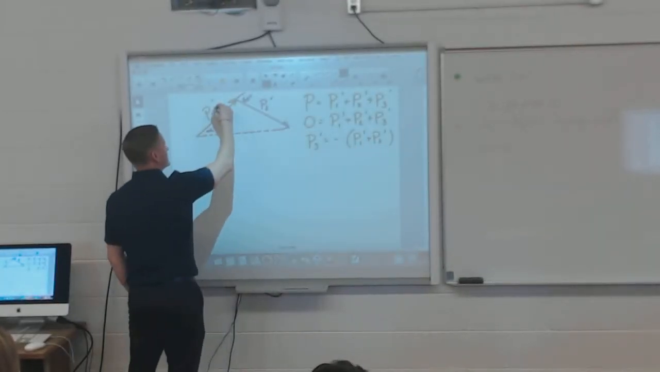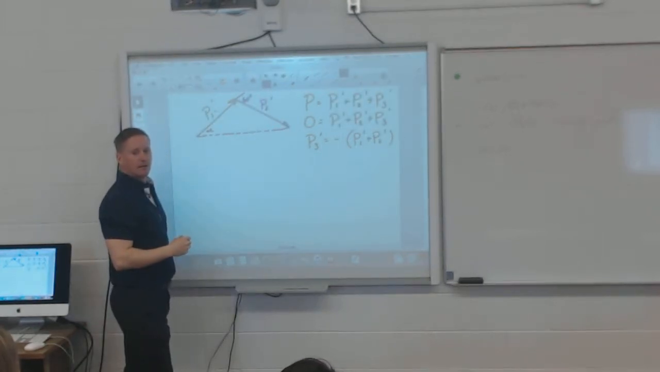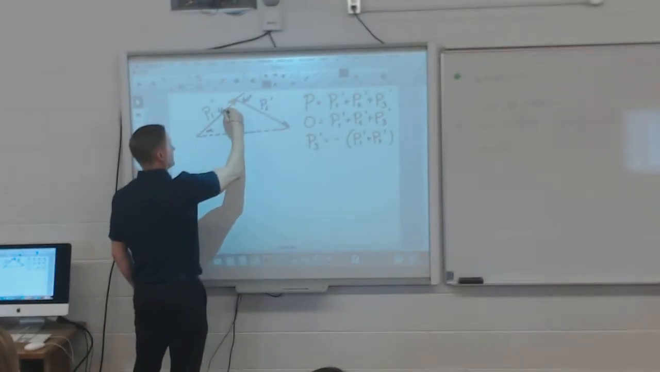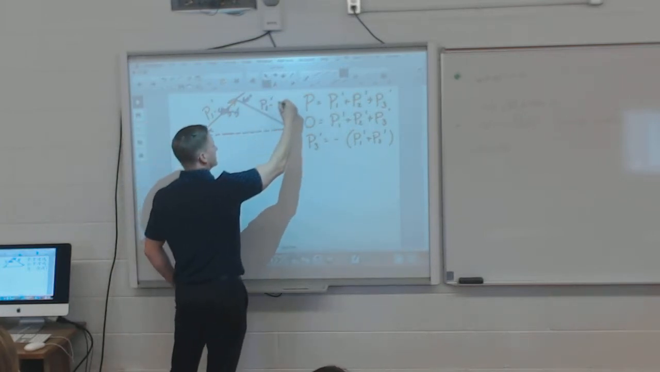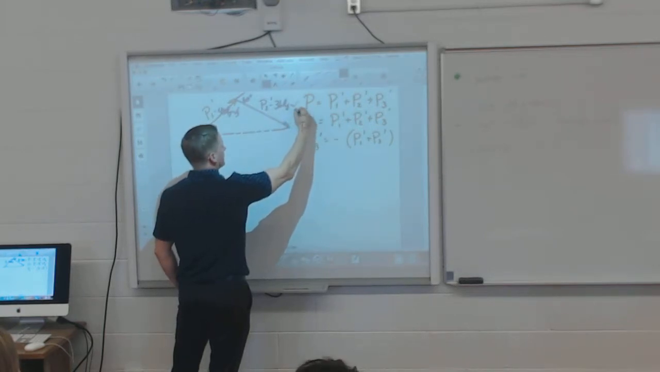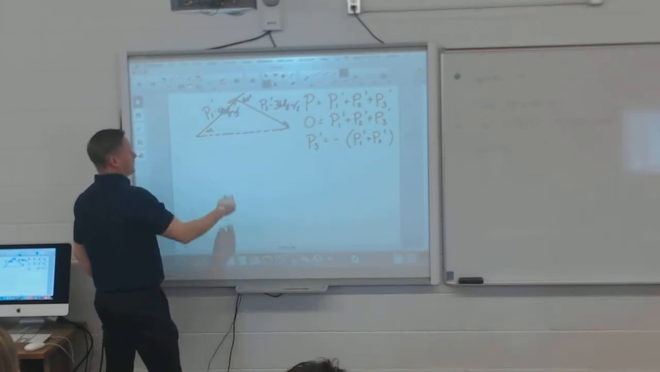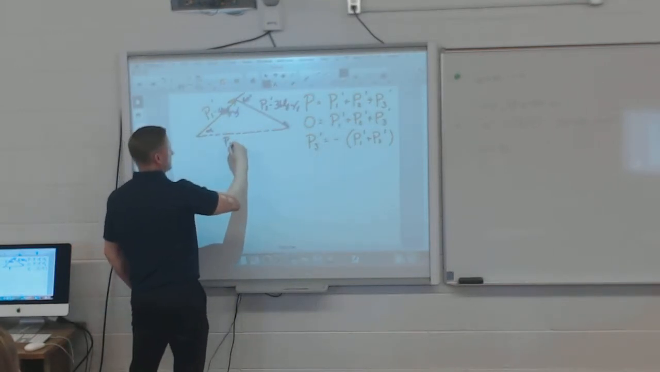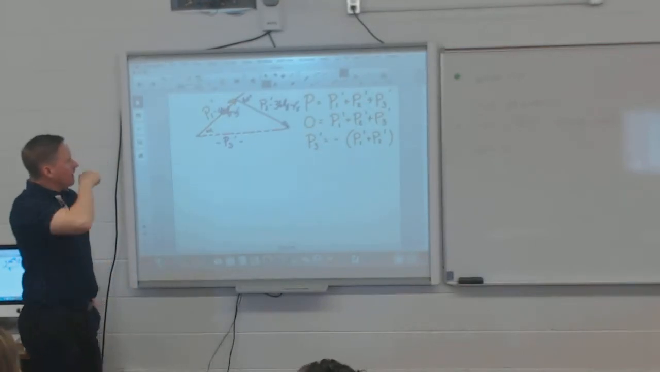Okay, so P1 is, what is P1? 40. Okay, and P2 is 36 kilograms meters per second. All right, so I have to find this P3 prime first. And that's actually negative P3 prime, so I'm going to write that in there.